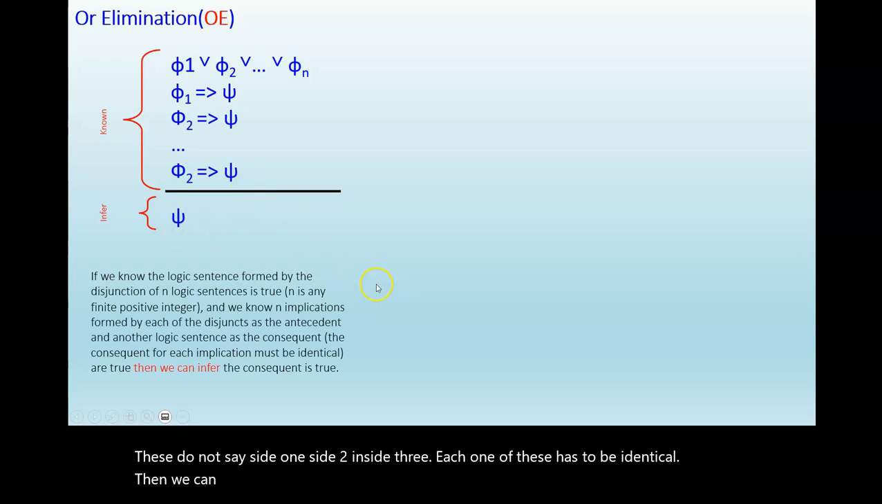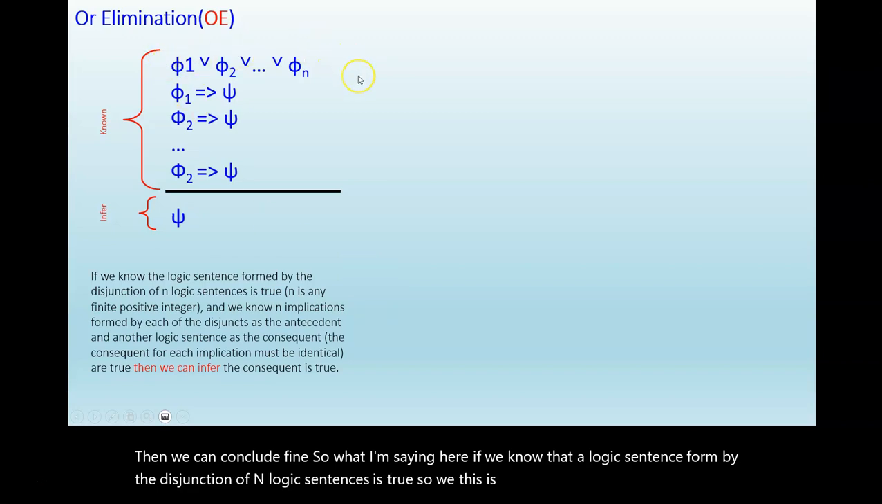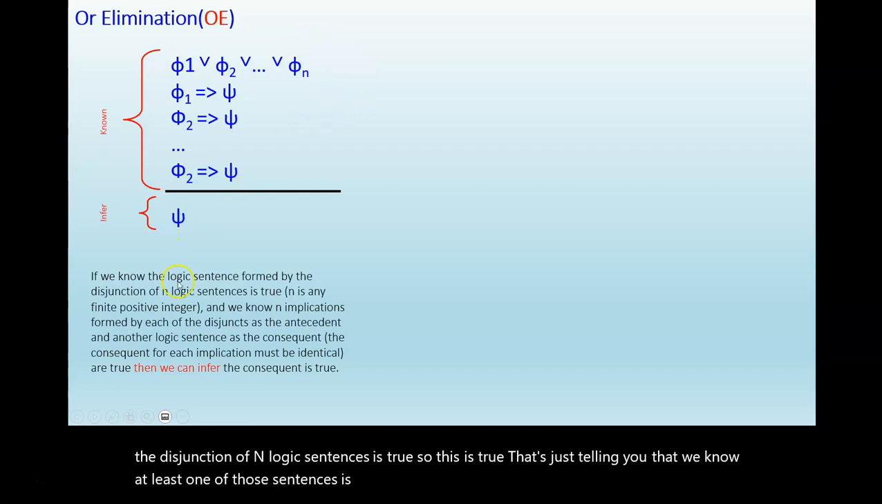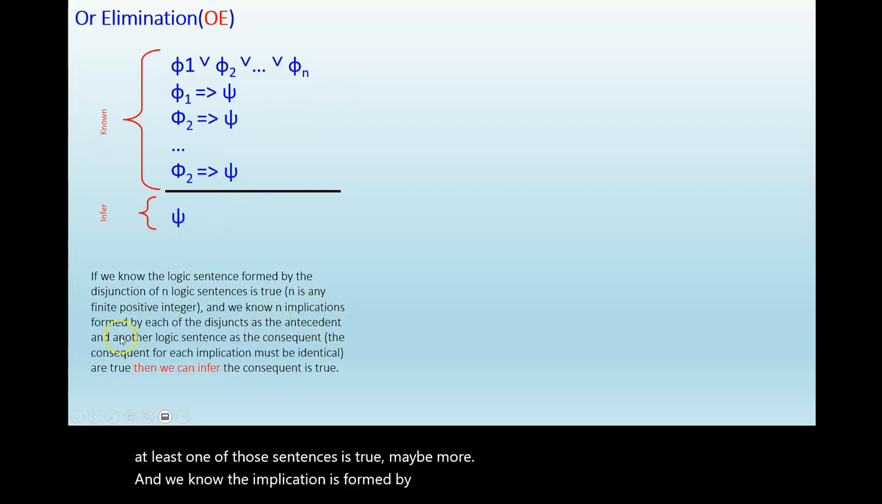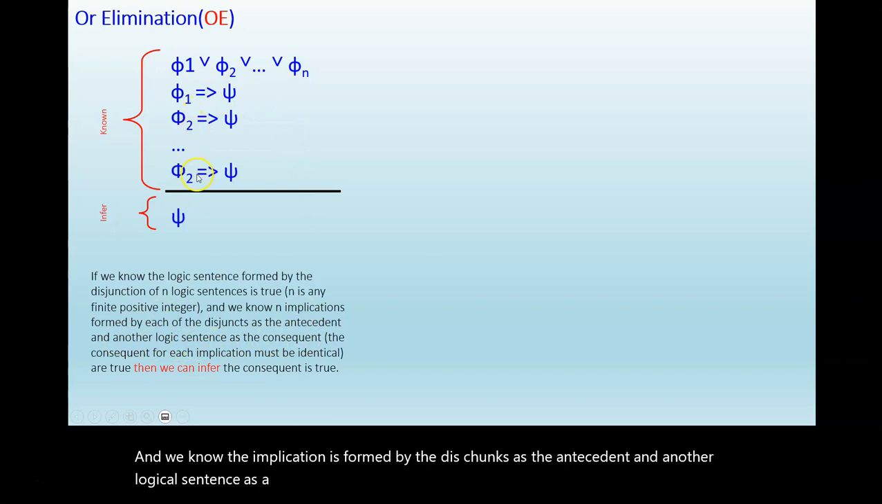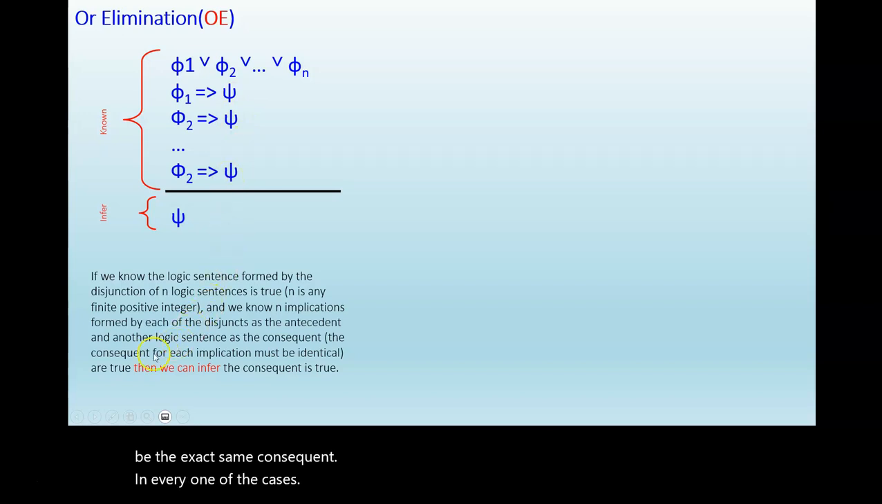So what I'm saying here is if we know that a logic sentence formed by the disjunction of n logic sentences is true, that's just telling us that we know at least one of those sentences is true, maybe more. And we know the implications formed by the disjuncts as the antecedent and another logical sentence as a consequent. By the way, this consequent has to be the exact same consequent in every one of the cases. If we know that, then we can infer that the consequent is true.